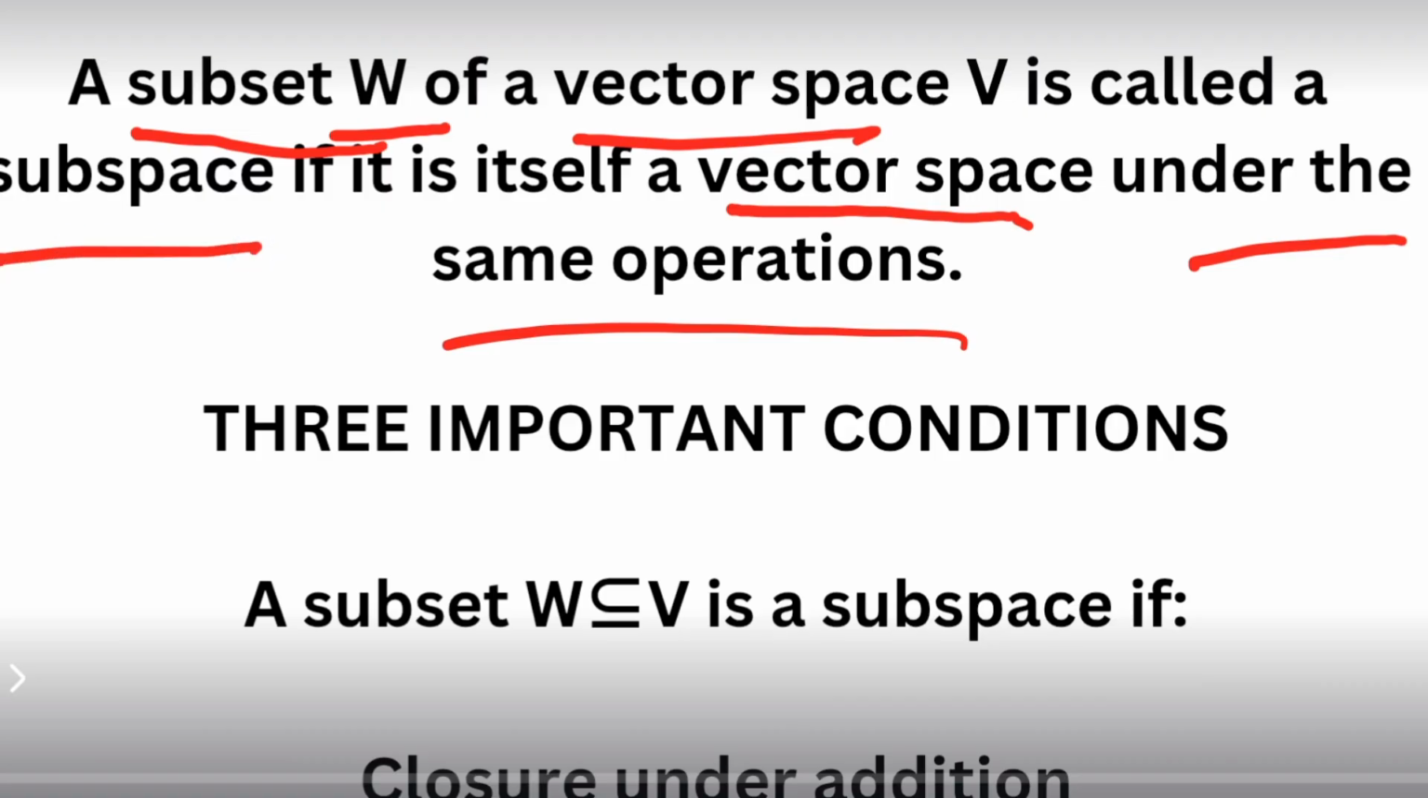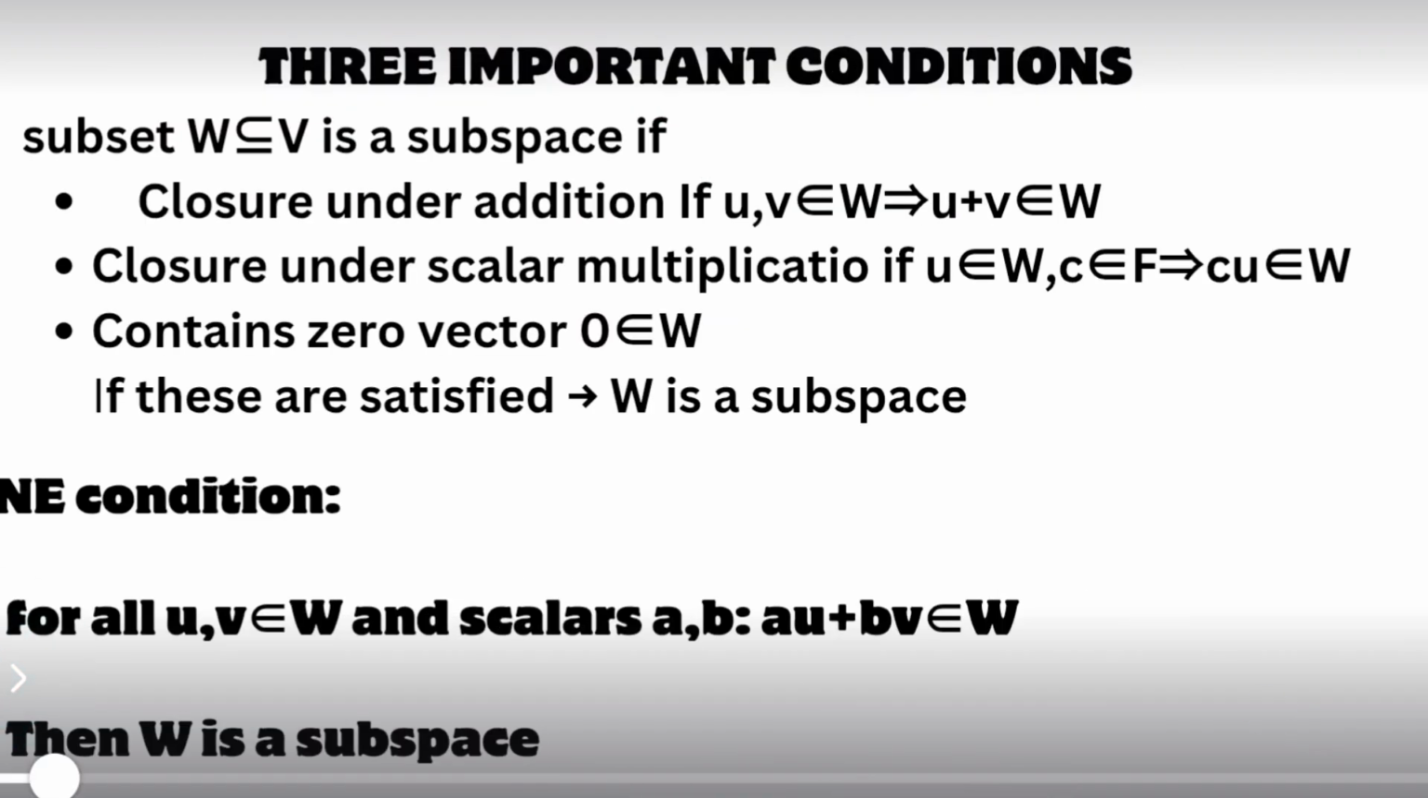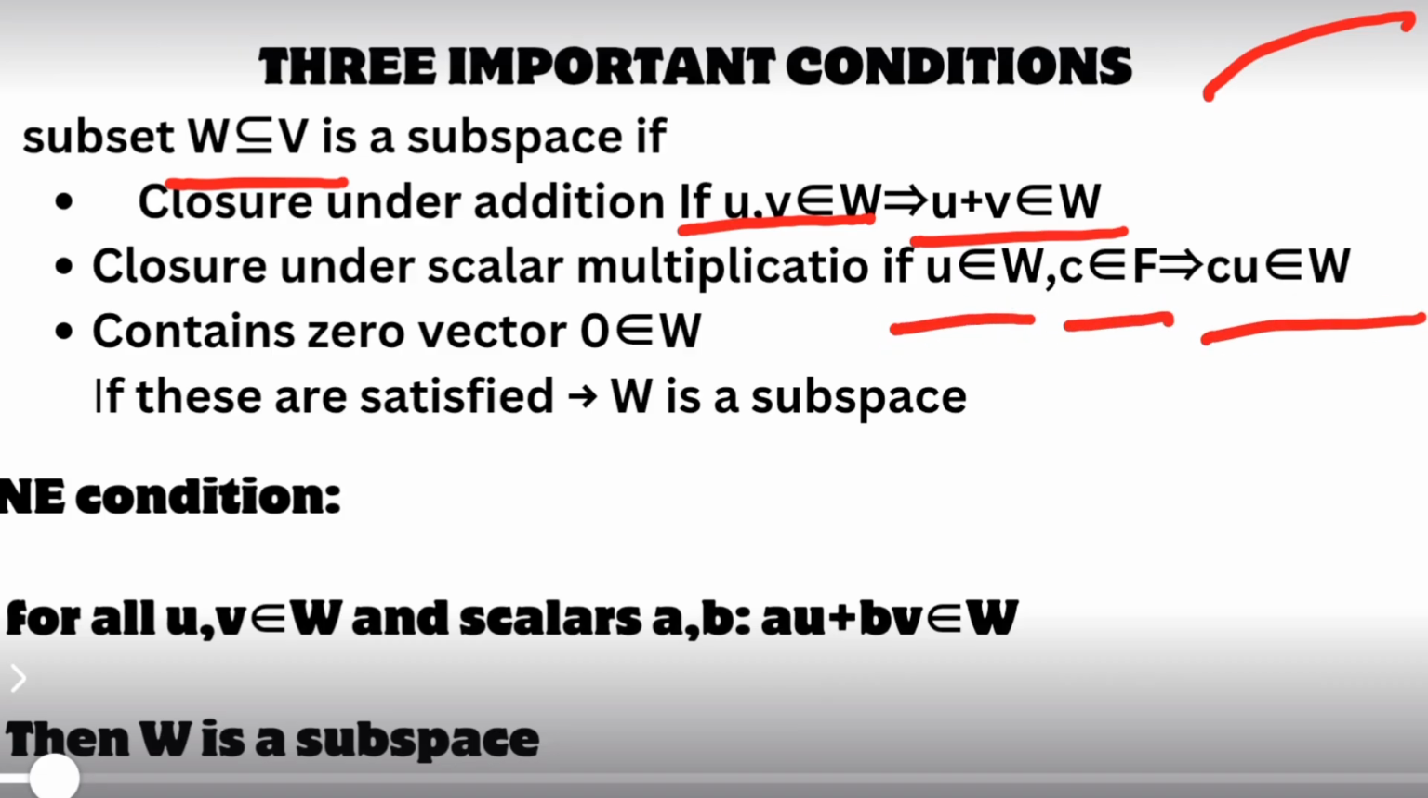Three important conditions are there. Subset W of V is a subspace if it is closed under addition: if u, v belong to W, then u plus v also belongs to W. Closed under scalar multiplication: if u belongs to W and c belongs to the field, then c times u belongs to W. And it contains the zero vector: 0 belongs to W. If this is satisfied, W is a subspace.